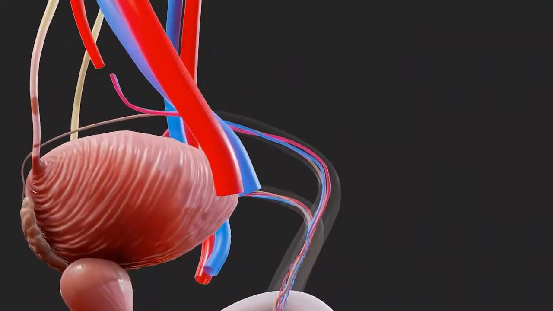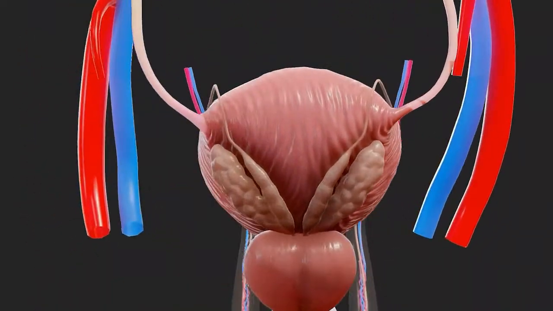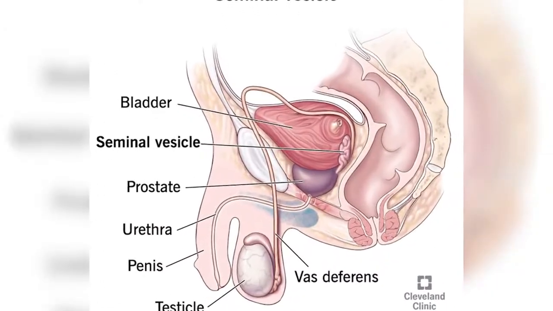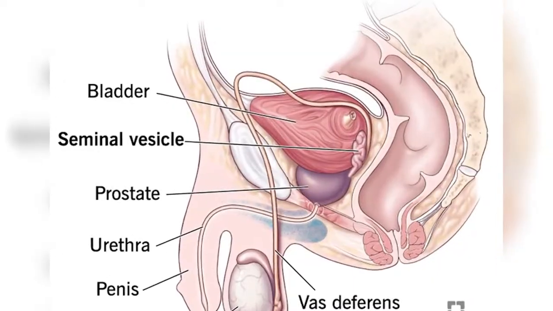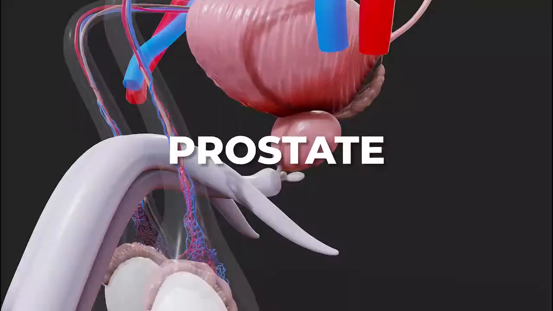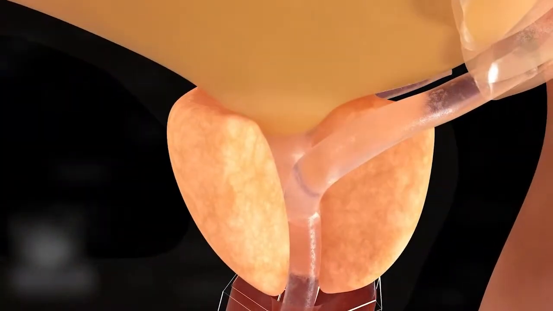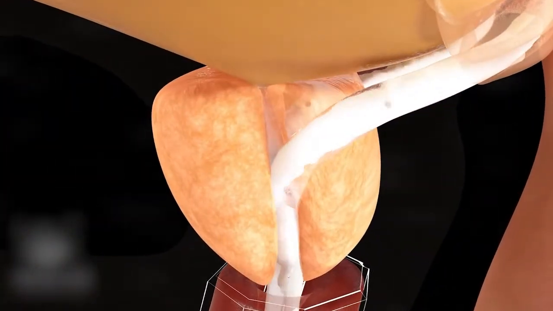This fluid contains nutrients for the sperm and substances that help in sperm motility. The seminal gland's duct fuses with the ductus deferens to form the ejaculatory duct. Prostate. The prostate is the largest male reproductive gland, producing about 30% of ejaculate fluid.